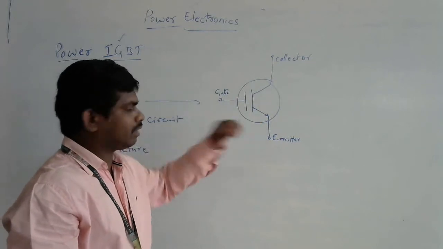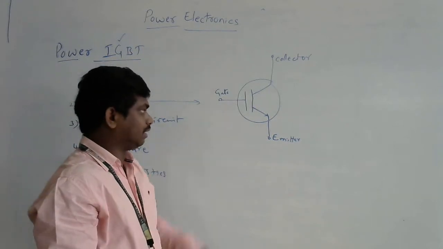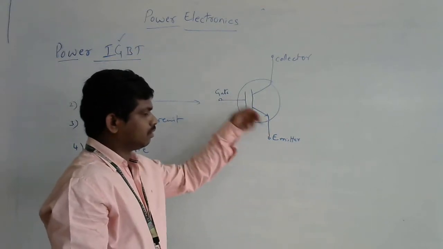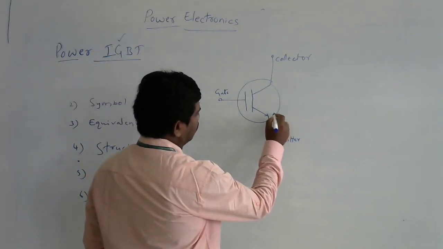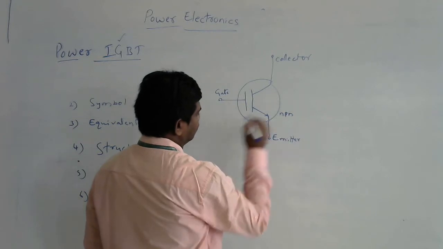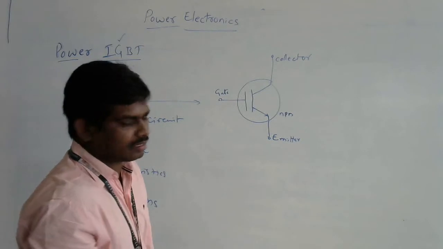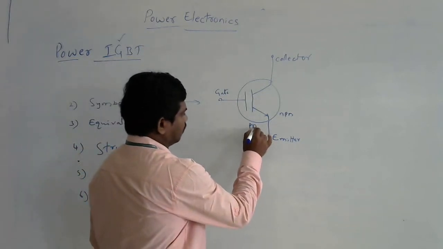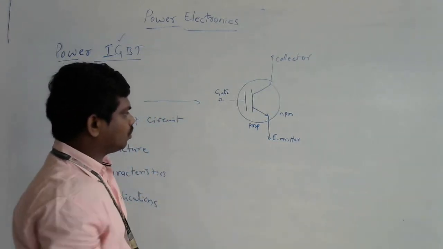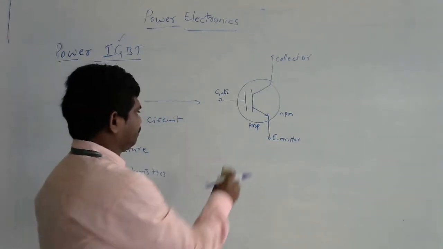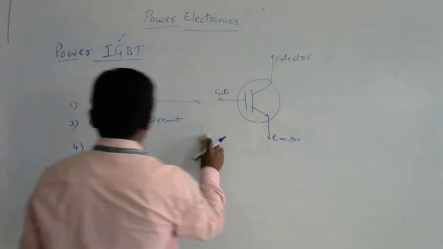What is this arrow mark indicating? The arrow mark indicates the direction of current towards the emitter. If the arrow mark points outwards, what type is it? It is NPN. If the arrow mark points inwards, towards the device, it is PNP. If the arrow mark points outwards, we call it NPN. Right? Next we'll see the next one.